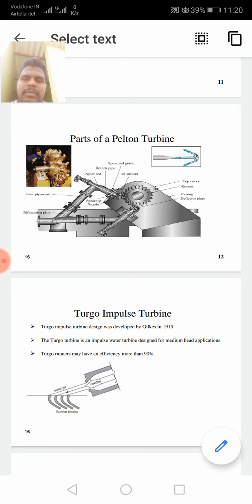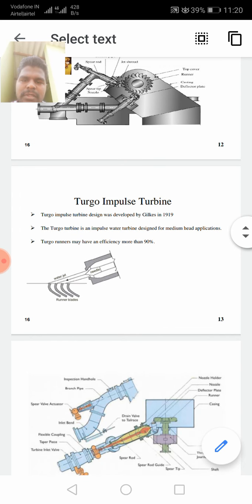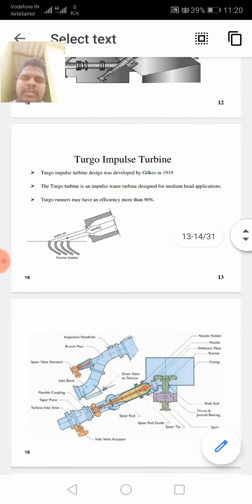Parts of a Pelton turbine we can see in this slide. And Turgo impulse turbine. The Turgo impulse turbine design was developed by Gilkes in 1990. The Turgo turbine is an impulse water turbine designed for medium head applications. For medium head applications, we can choose the Turgo impulse turbine. A Turgo runner may have efficiency of more than 90%.